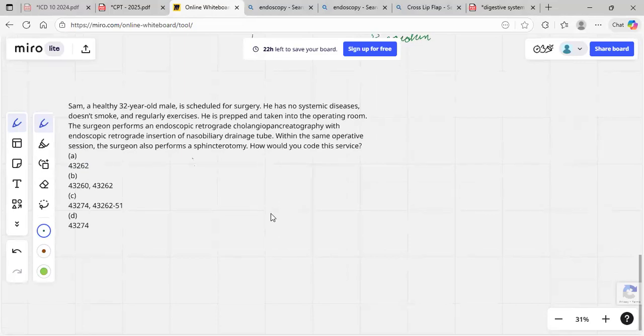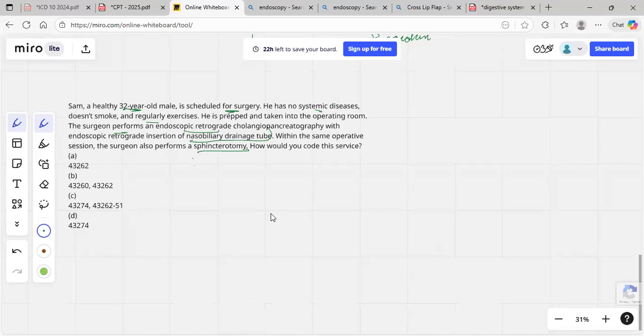Okay, now let's discuss this. So the patient is 32 years old, coming for a surgery. He does not have any systemic disease, doesn't smoke, and exercises regularly. He is prepped and taken into the operating room. Surgeons performed an endoscopy ERCP with the insertion of a nasobiliary drainage tube. Within the same operative session, the doctor also did a sphincterotomy, sorry, not ectomy, it's otomy. And now they are asking how you are going to bill this case.